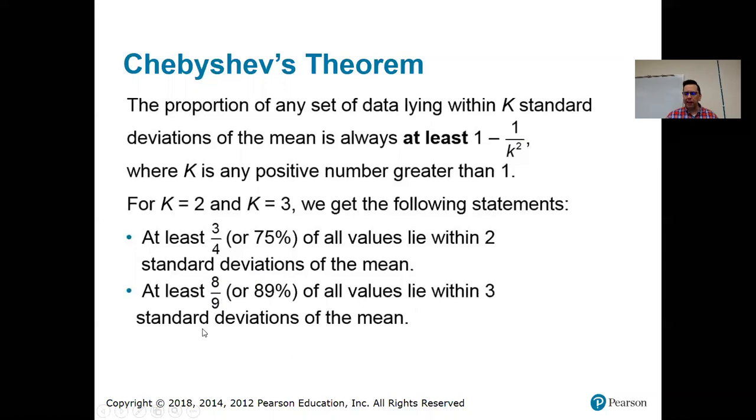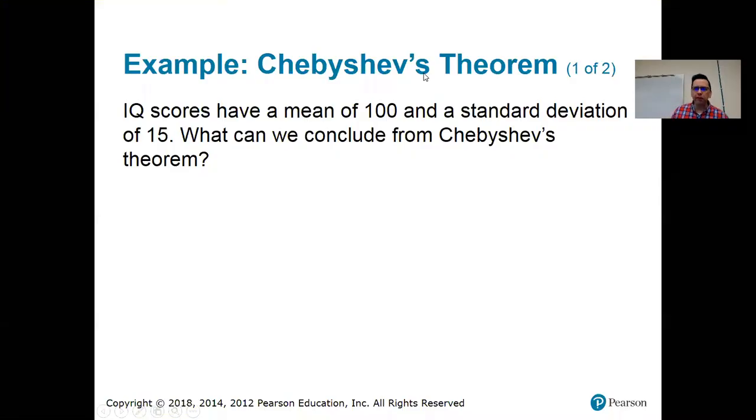So within 3 standard deviations, I guarantee you in any distribution, I don't care what its shape is, you're going to find at least 89% of your values. And again, if your distribution happens to be bell-shaped, that number turns into 99.7%, almost all of it. But I guarantee at least 89%. So here's an example of using Chebyshev's theorem. If, again, IQ scores have a mean of 100 and a standard deviation of 15, what can we conclude from Chebyshev's theorem? Very open-ended question.